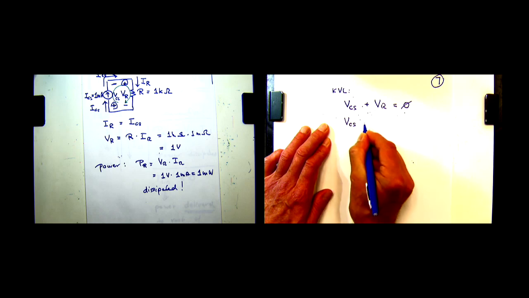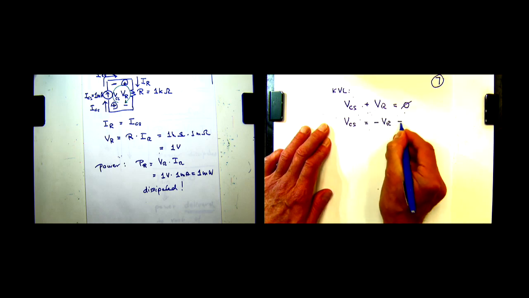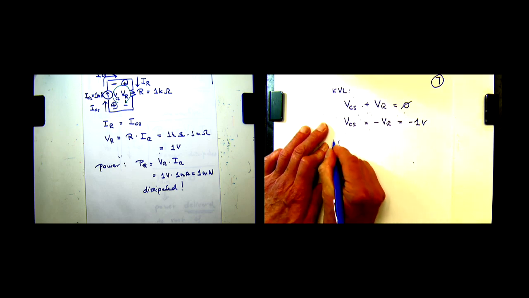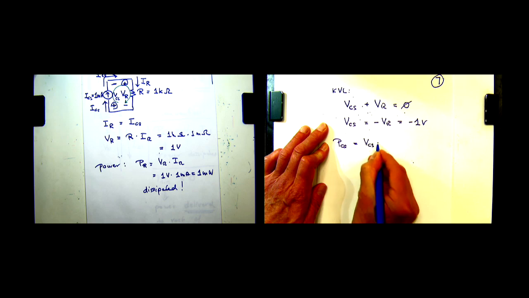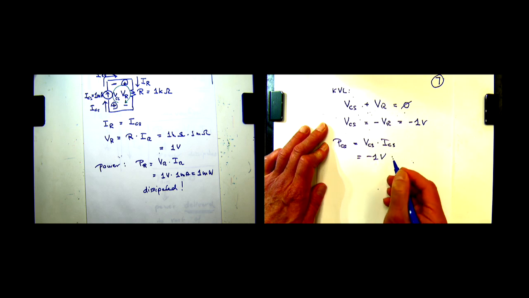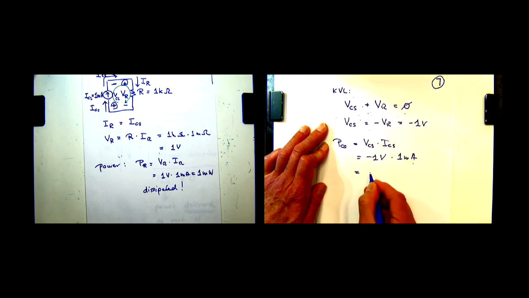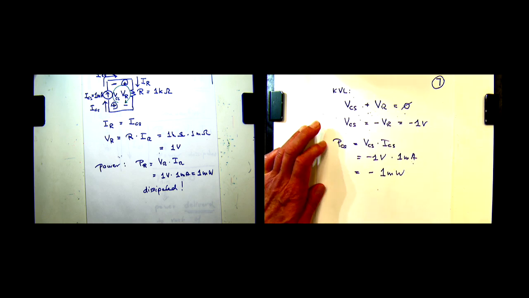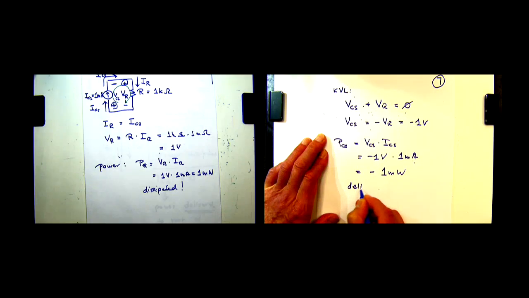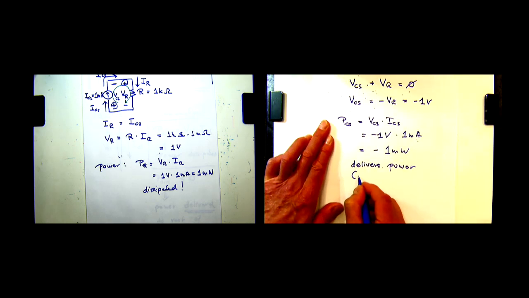Apparently VCS is equal to minus VR, is equal to minus 1 volt. And so PCS is equal to VCS times ICS is equal to minus 1 volt times ICS was 1 milliamp, so that is equal to minus 1 milliwatt. Is the current source delivering power, or is it dissipating power? It's delivering power. It's negative, delivers power. In this particular case, it delivers the power to the resistor.